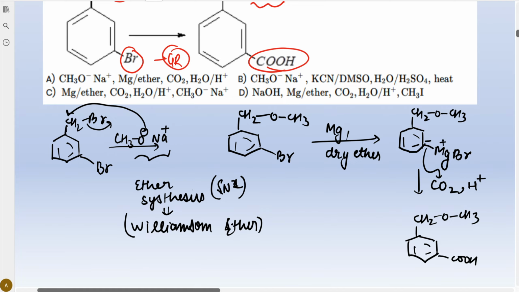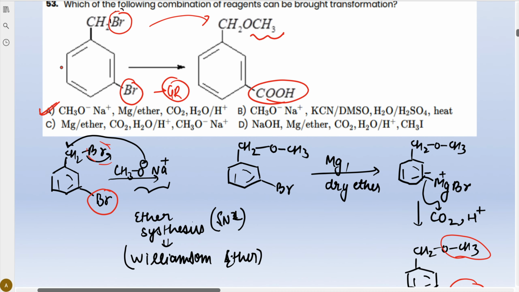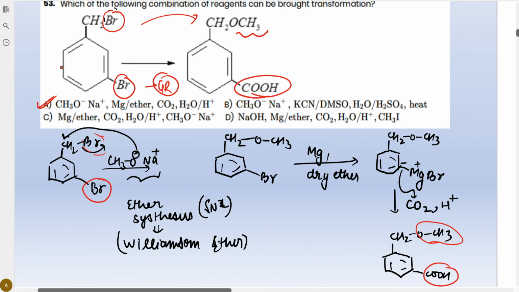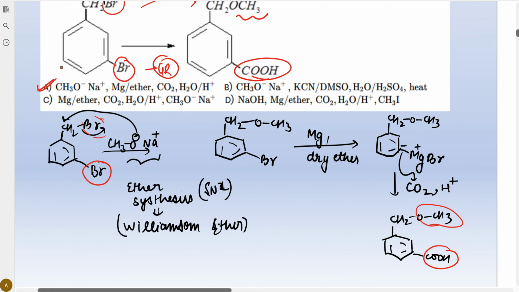So from Br you convert it to carboxylic acid, and from this above Br, which is on the benzylic carbon, you convert it to ether. So first you should do, according to this answer, correct should be A. Try to see. First Williamson synthesis, then magnesium in dry ether, and last is CO2. Attack of Grignard on CO2 will give you carboxylic acid.